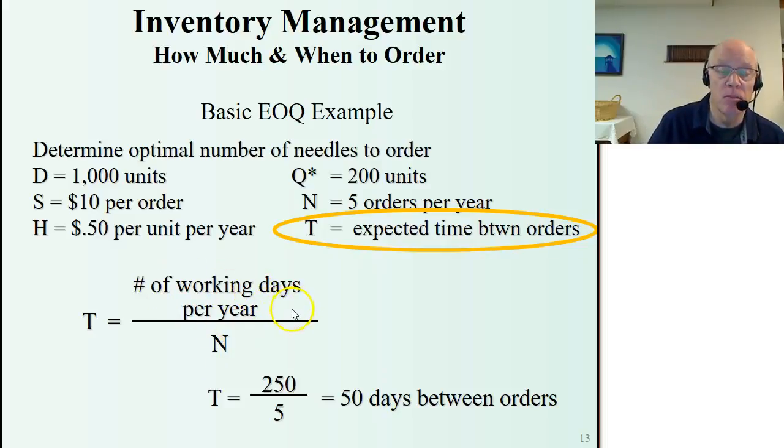If you think about the simplest thing, you might say, well, we work 5 days a week, 52 weeks a year, so I'd have 260 working days per year. But you've got holidays and what have you, so 250 oftentimes is used as an average. So if I say 250 working days per year, I need to place 5 orders. There's 50 days between orders. So the last order I received, that's the next time I order.